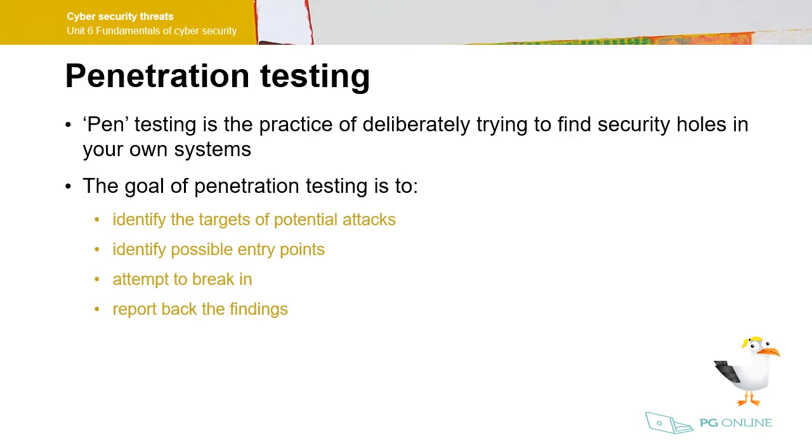Now, in order for an organisation to know where its risks are, where the vulnerabilities are, they can do something which is called penetration testing. That is where they use the same techniques a hacker would try, but they aim to identify weaknesses rather than stealing any data. Okay, and that's essentially to manage the risk, because you identify the targets, you identify any possible entry points by trying to break in, and then report back and say, this is where you are vulnerable, this is where you are at risk.